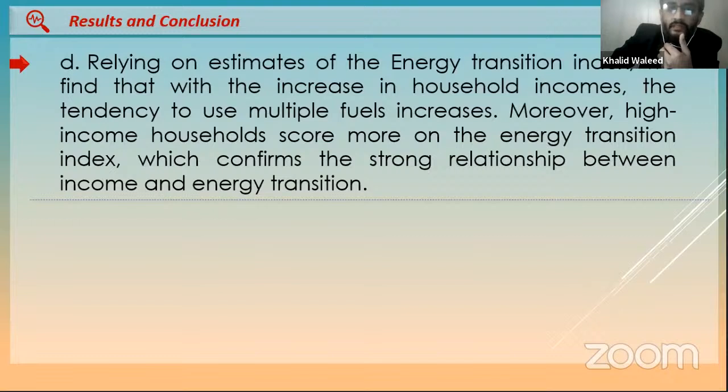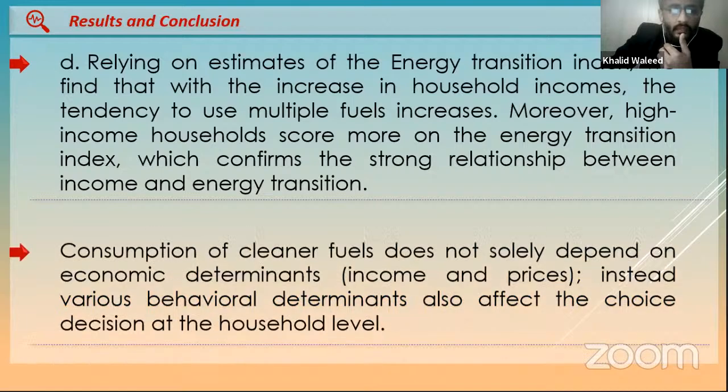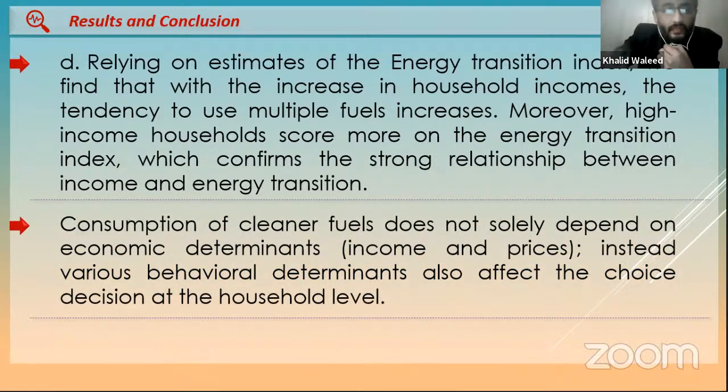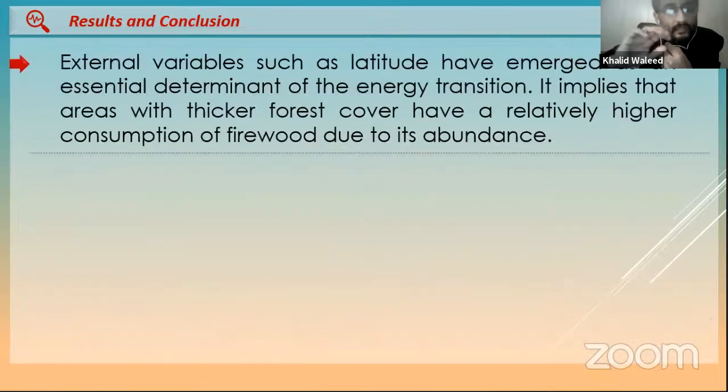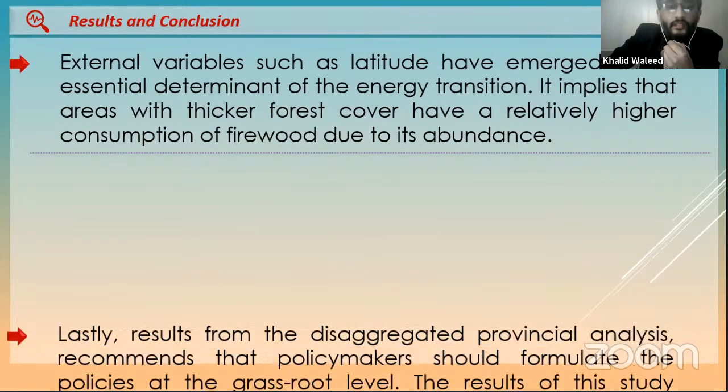Relying on estimates of energy transition, we find that an increase in household income increases the tendency to use multiple fuels. Okay, lastly, income and prices are determinants of energy transition, but there are several other determinants which affect the choice decision at the household level. There are certain external variables such as latitude and area, which also contribute to the determination of energy transition.